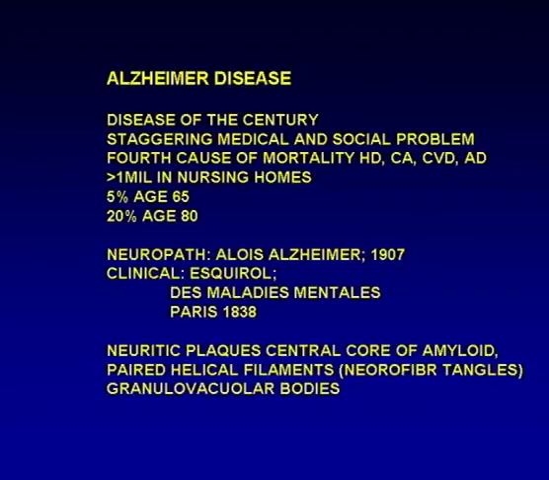And what are the pathologic features? Neuritic plaques with a central core of amyloid. So amyloid is very important. There are paired helical filaments known as neurofibrillary tangles. There are granulovacuolar bodies. Do we see any of this? Not at this point in time.